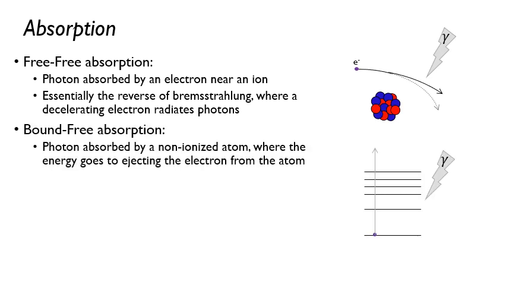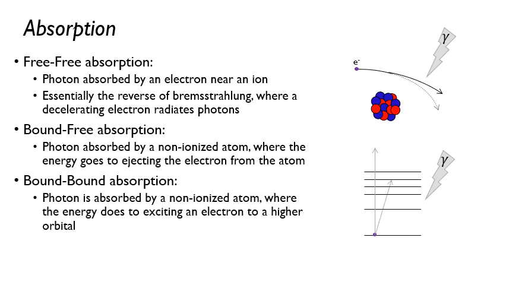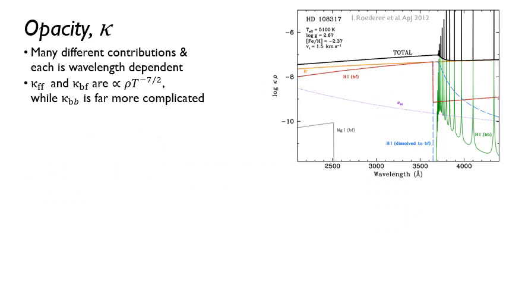You can have bound-free absorption. So a photon comes in and causes the electron to be ejected from the atom. It basically ionizes it. So it has to be cool enough that you have non-ionized atoms. And you can have bound-bound absorption, where the photon comes in and instead of the electron being ejected completely from the atom, it's just excited to a different state. So from one state to another state.